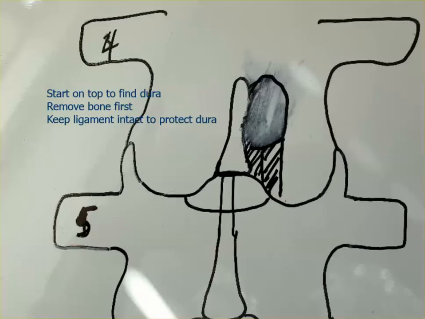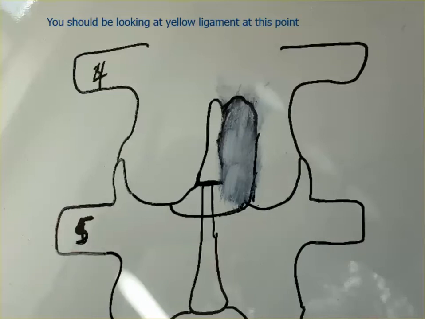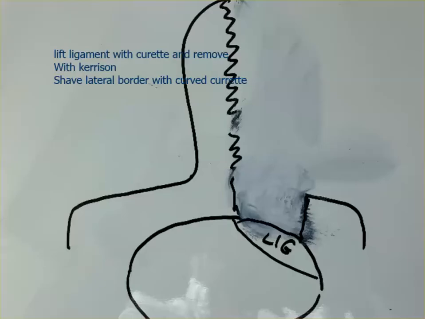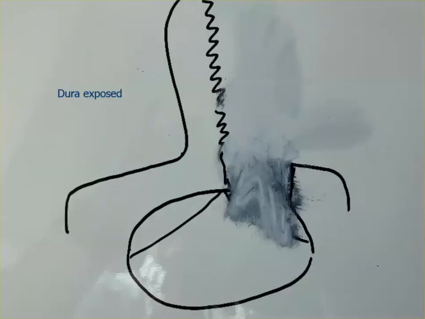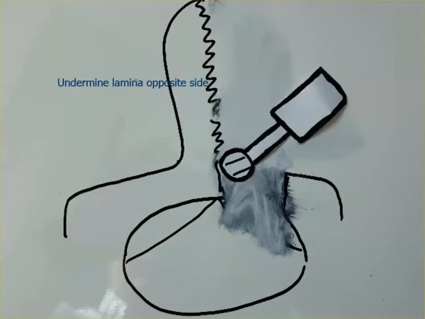I'll show you all this with the video. And this is me removing the bone. Now you're looking at yellow ligament. See the yellow ligament? Then you remove that with a kerrison. And when you remove the yellow ligament, you're looking right at dura and you're fully decompressed. Then the lateral border you shave with a kerrison punch. So one side's open. Now you got to go to the other side.